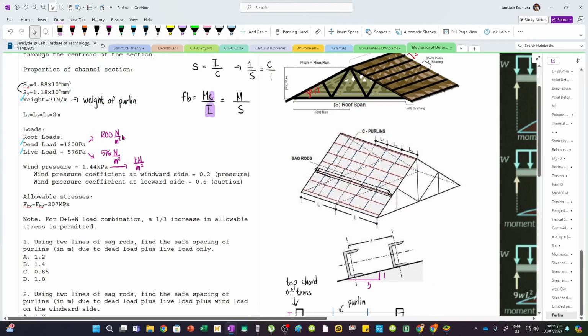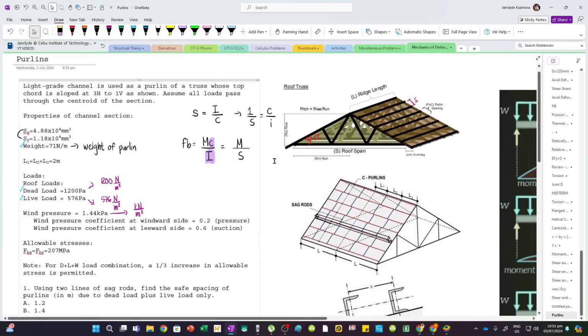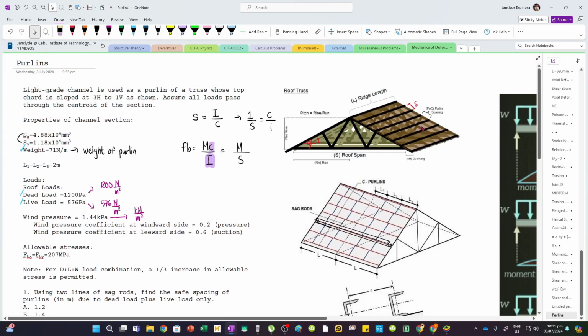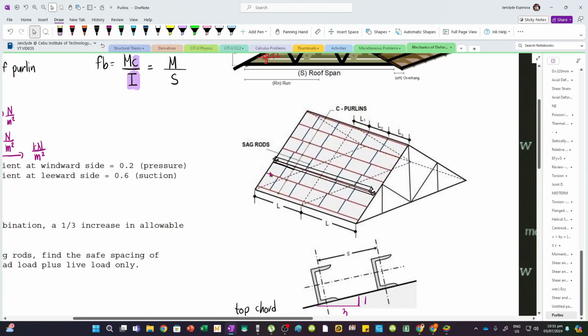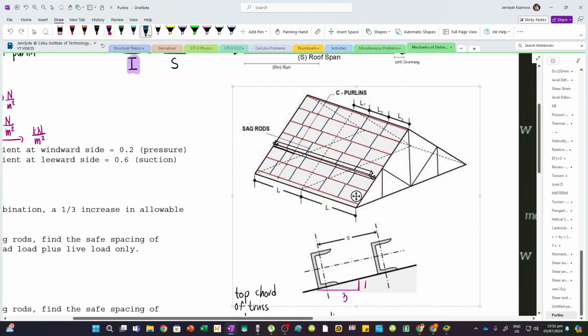This is expressed as a pressure. Kasi it's force divided by area. Meaning, it actually acts over this area. But then, we're just gonna consider the tributary area. Now, ito na lang yung i-consider natin kasi this is a channel naman. So, considering this channel, parang ganito yung distribution ng load. Gamitan natin ng green. Parang ganito yung distribution ng dead loads saka live loads.